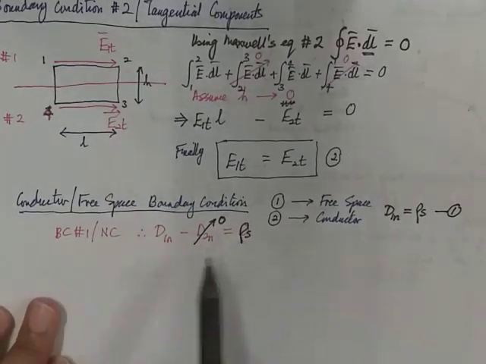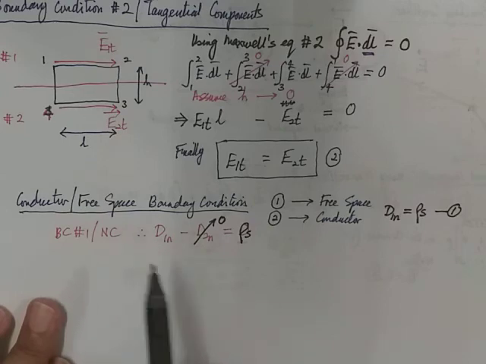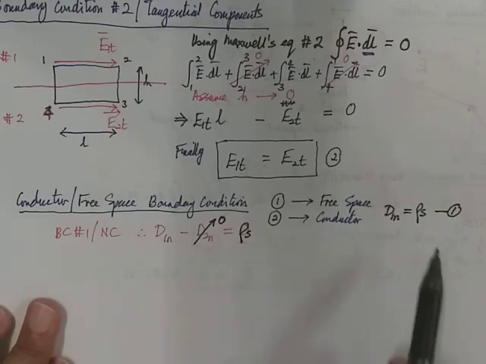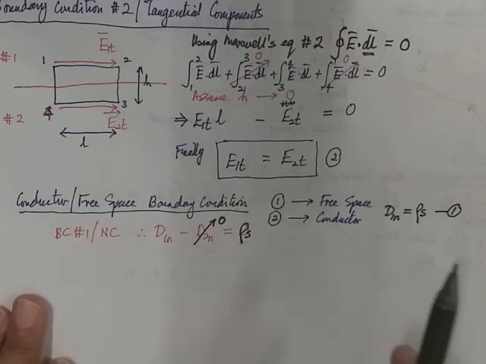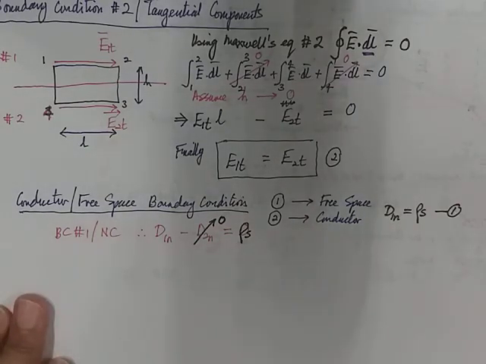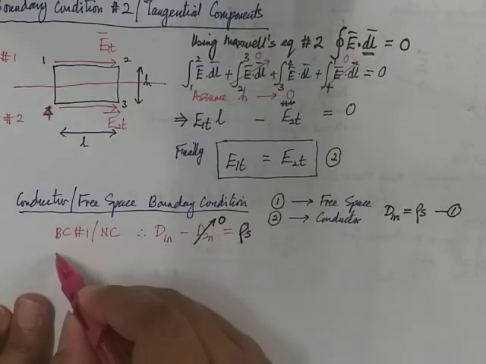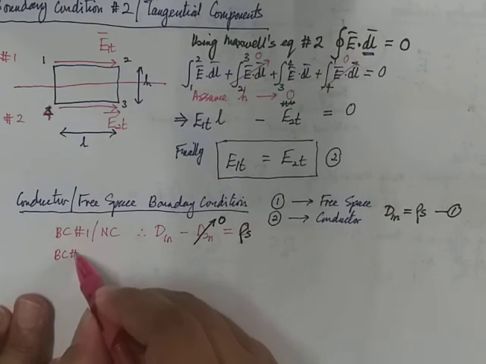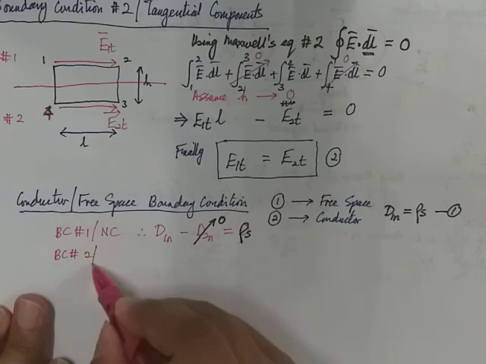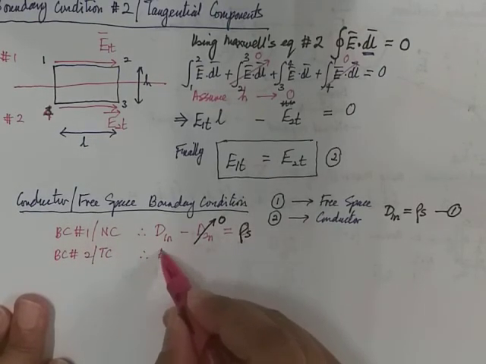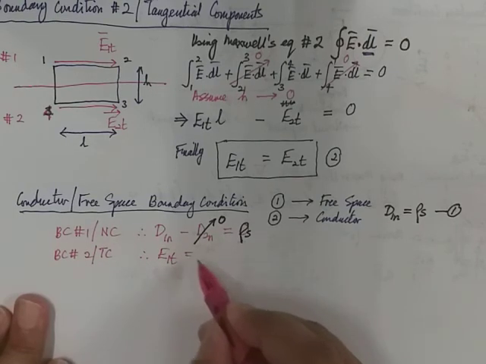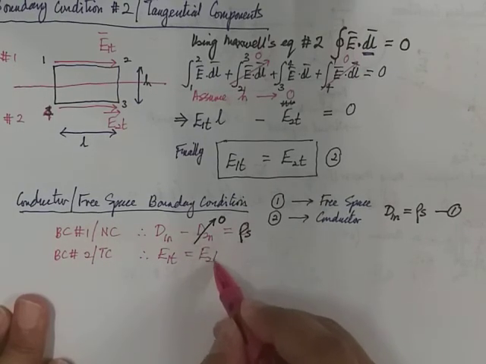Okay, so now we are converting from the general case or medium into a specific focus on conductor free space. And D1n is the field that appears in the free space. Okay, so that's done. So let's now focus on the second equation. Boundary condition number 2, as we see above, tangential component. What we say here, E1t is equal to E2t, correct?